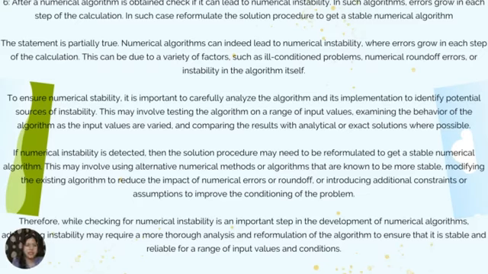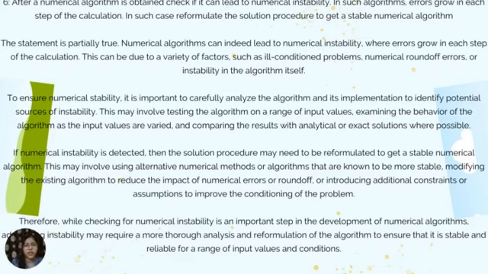Statement number 6 is partially true. Numerical algorithms can indeed lead to numerical instability, where errors grow in each step of calculation. This can be due to a variety of factors, such as ill-conditioned problem, numerical round off errors, or instability in the algorithm itself. To ensure numerical stability, it is important to carefully analyze the algorithm and its implementation to identify potential sources of instability.